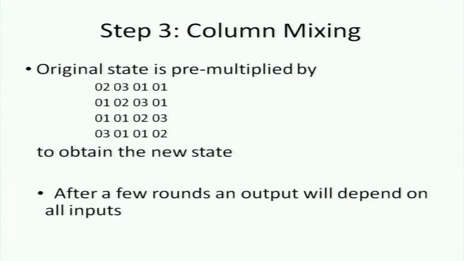And that is column mixing. So what you do is you pre-multiply the state matrix. You've got the state matrix, and you pre-multiply it by this matrix. Again, a 4x4 matrix. That state matrix is also 4x4. So you pre-multiply that thing by this. And each of these things is to be interpreted as two hex characters, or a field element in this field GF(2^8). So each element is a string of length 8 bits. Two hex characters is 8 bits. So this is a field element, this is a field element, and so on. And very interestingly, as you would want, after a few rounds, an output will depend on all the inputs. So it will be thoroughly diffused as it goes along.